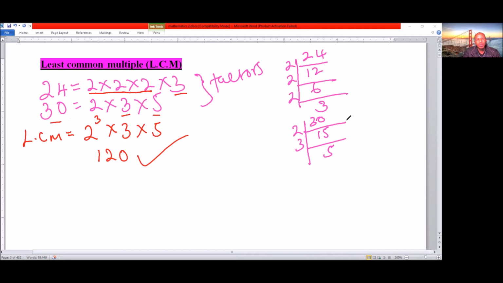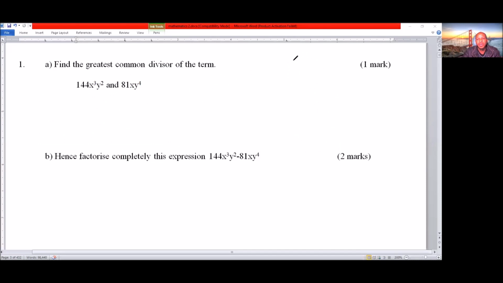So with that knowledge, I'm going to do for you several examples, so you will be able to look at the questions that are likely to come in an exam. But the basic knowledge of getting the LCM is what we have discussed. So let's go ahead and look at the questions. This is our first question.